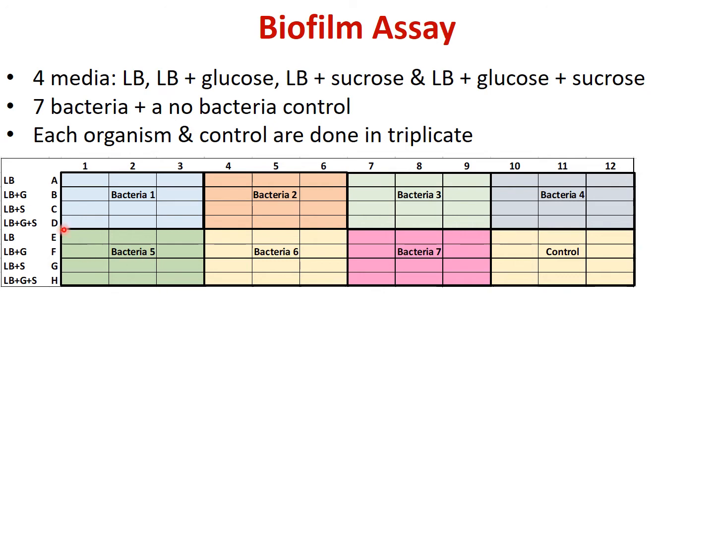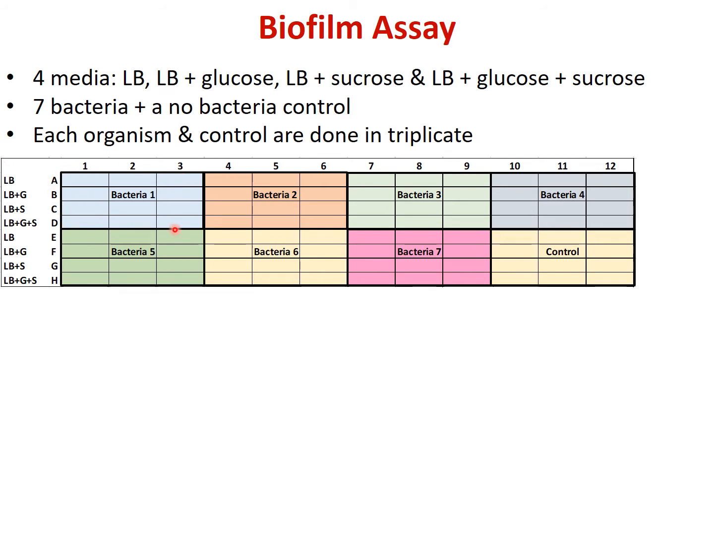So in the top one, we just put LB across all of these 12 wells. And we're also going to do that, count down 4, in row E. And so we're going to have the same media in a total of 24 wells, separated into these different zones. Now we're going to add bacteria.